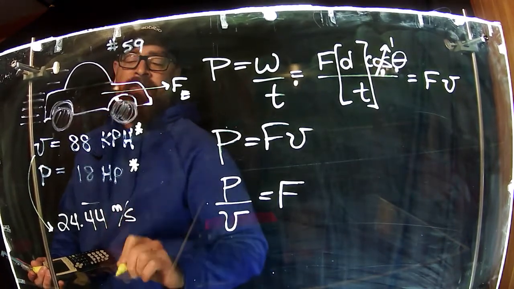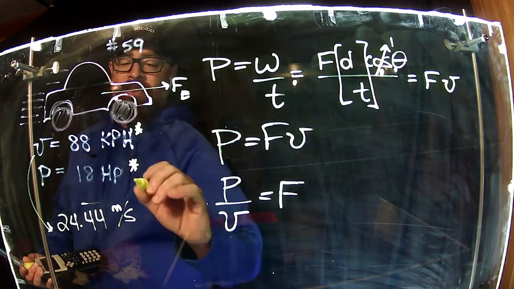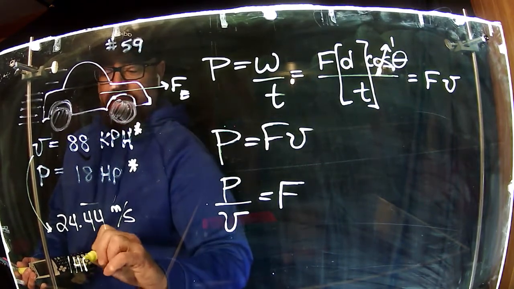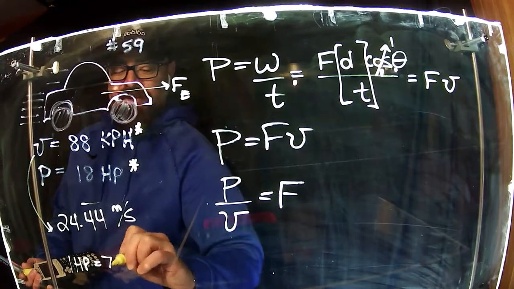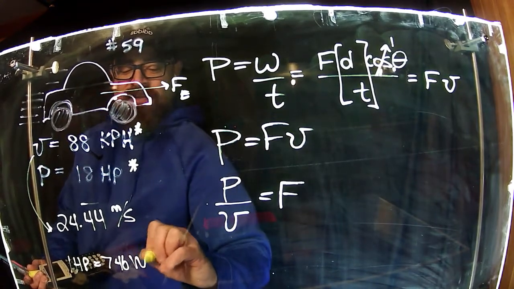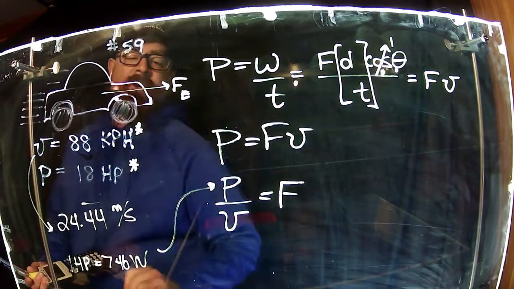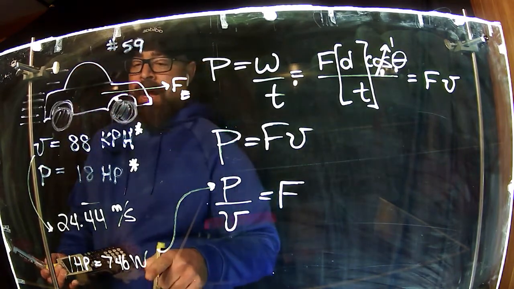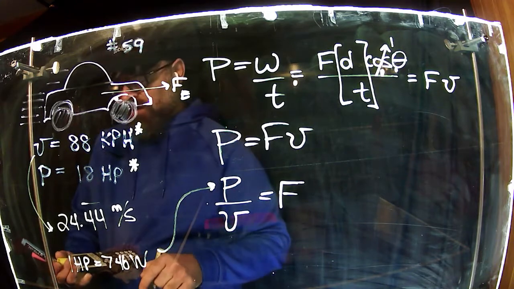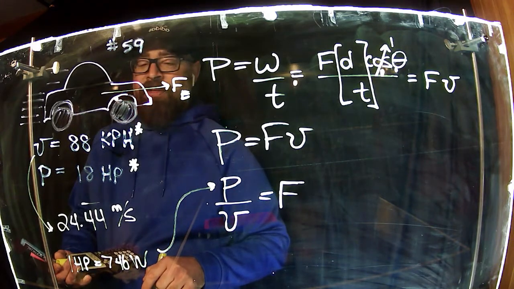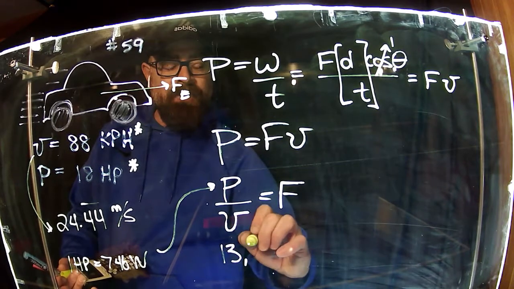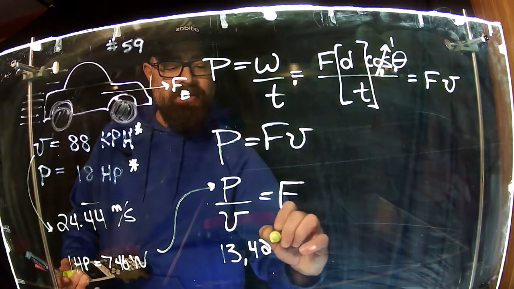So this is something we've seen before. And also, I need to know that 1 horsepower is the equivalent to 746 watts. So in order to get this power expressed in standard SI units of watts, I'm going to have to multiply 18 by 746, and I get 13,428 watts.